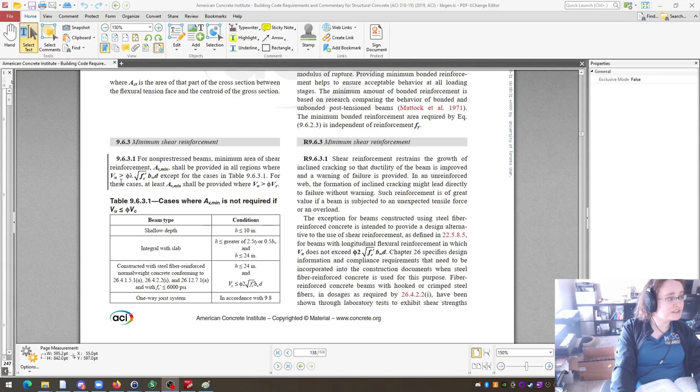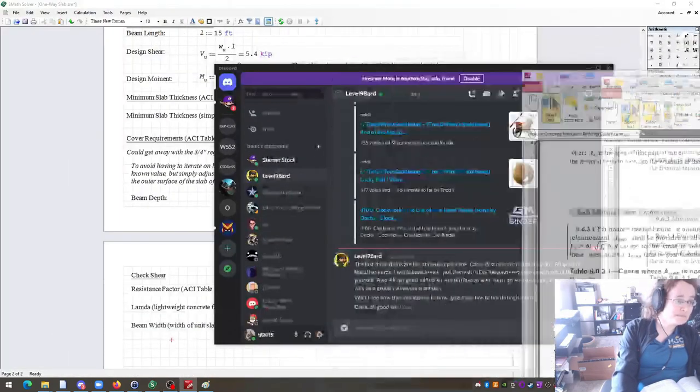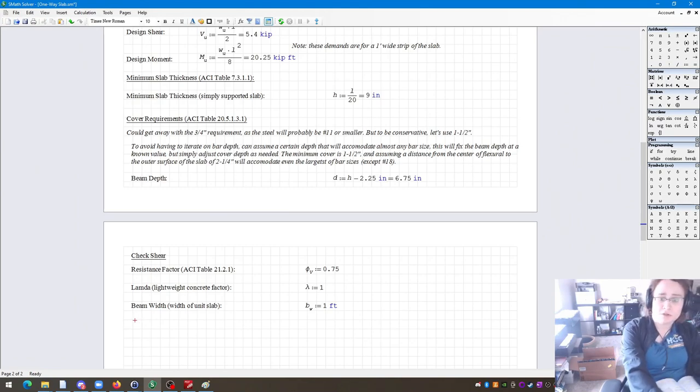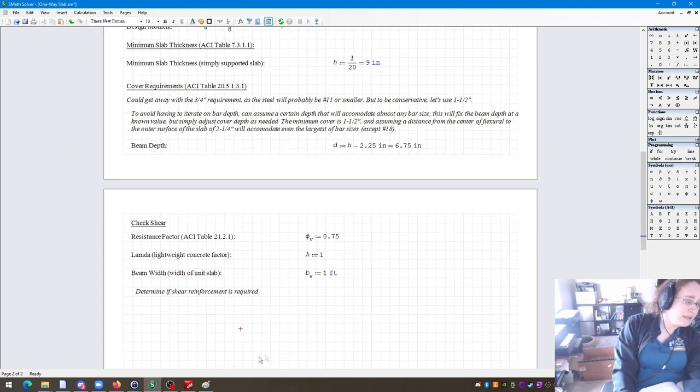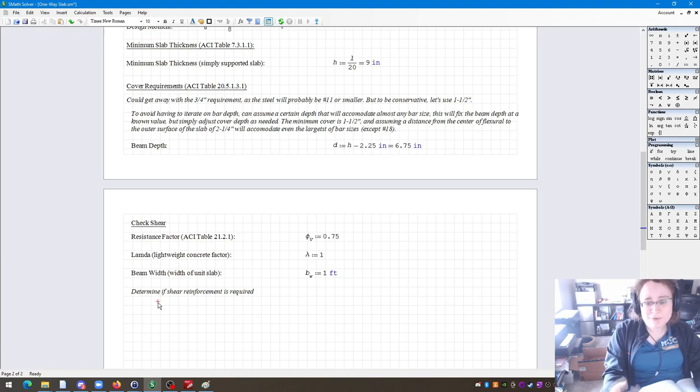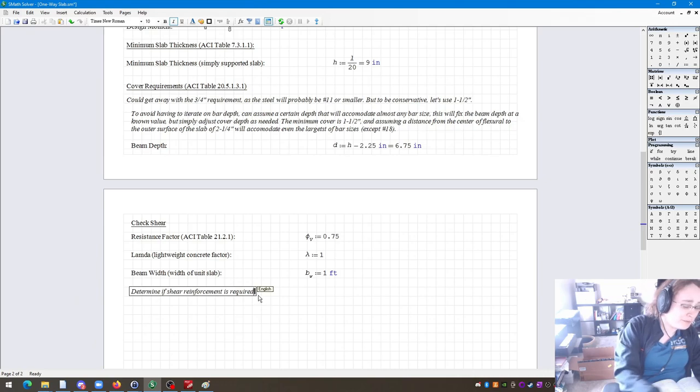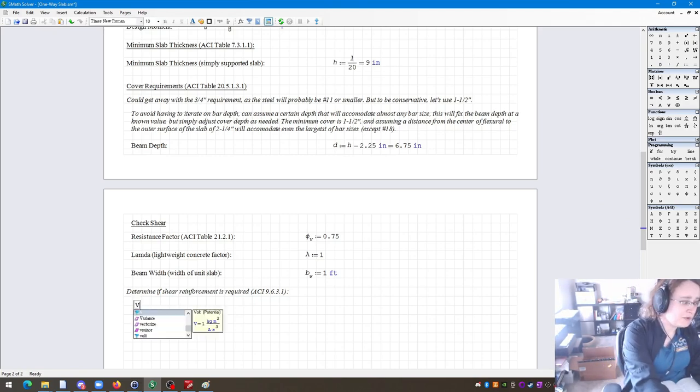The first one is if Vu is greater than phi times lambda times root f prime c times bw times d. Let's go ahead and try to calculate that, to determine if shear reinforcement is required. I'm going to run through this, although typically for a slab, you wouldn't bother. This is more for your edification and something we'll look at more when we get to beam shear design. So we determine, and this is 9.6.3.1. Let's just do an explicit comparison.